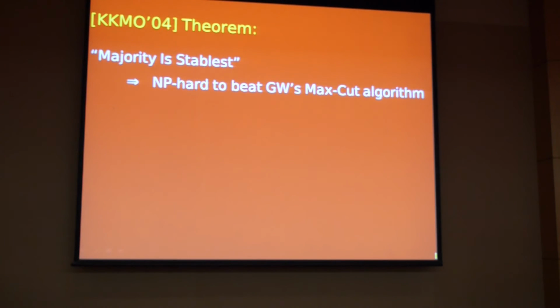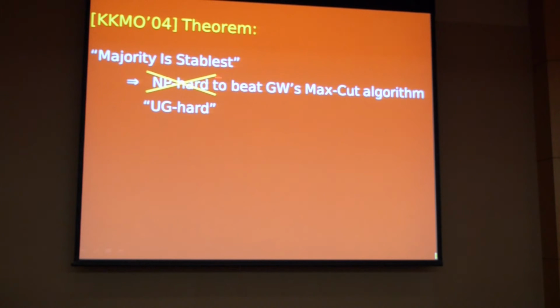Okay, so the main theorem in this paper from 2004 was an implication. The main theorem was the implication that if the Majority Is Stablest fact is true, which turns out it is, then it's NP-hard to beat the Goemans-Williamson max-cut algorithm guarantee. Okay, so you cannot get underneath this yellow line with any efficient algorithm. Actually, that's a little bit of a lie. It's not NP-hard, it's merely UG-hard, which means that it's hard assuming Khot's Unique Games Conjecture. So you heard a lot about that. I won't get into it anymore, but it's some kind of evidence that doing better than the Goemans-Williamson algorithm is hard for efficient algorithms.